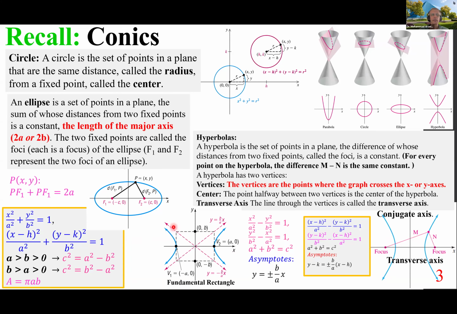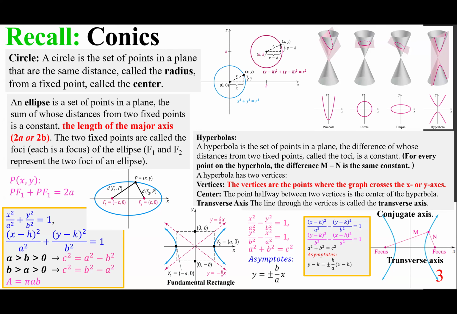And this is known as the fundamental rectangle. When you connect the diagonals, they give you the two asymptotes.